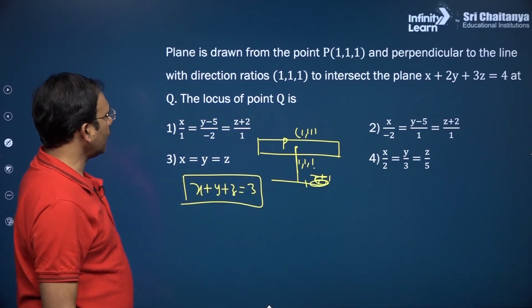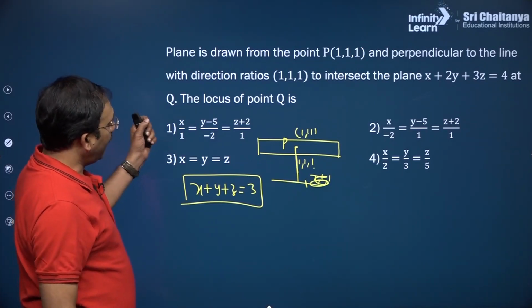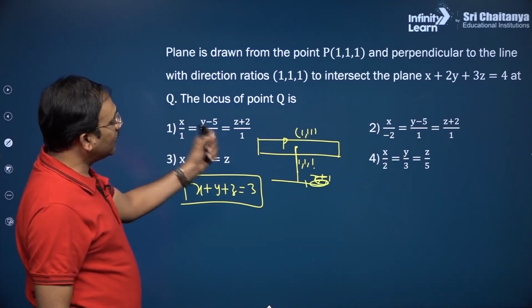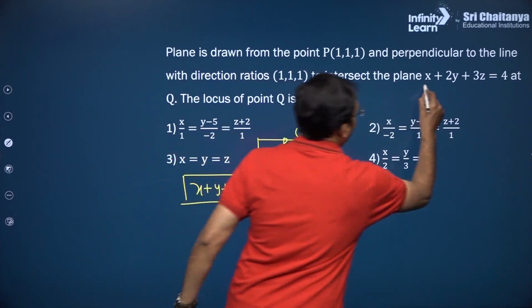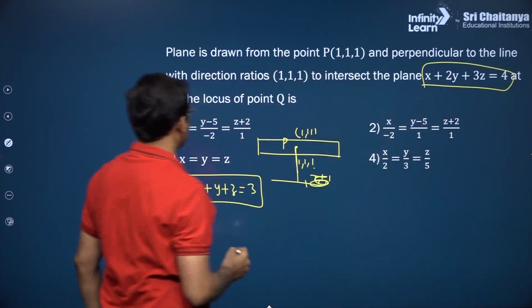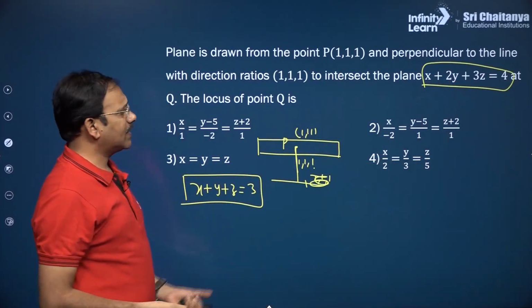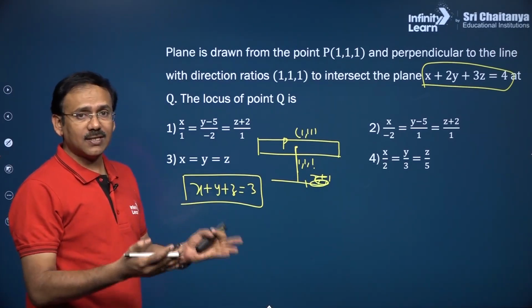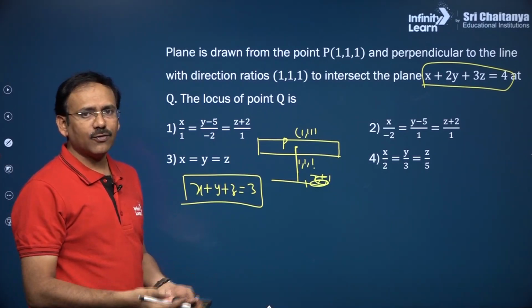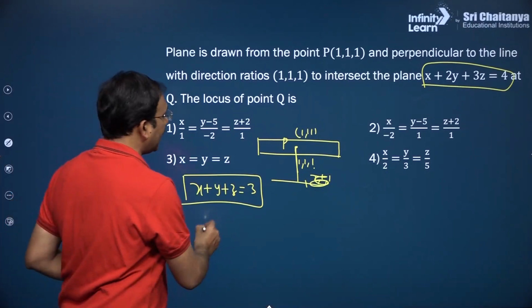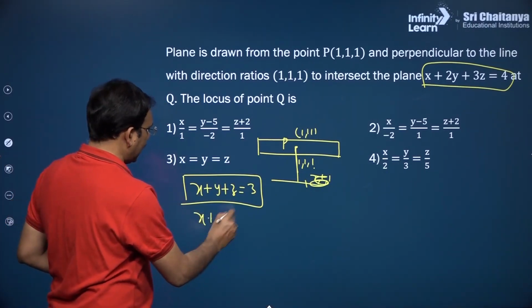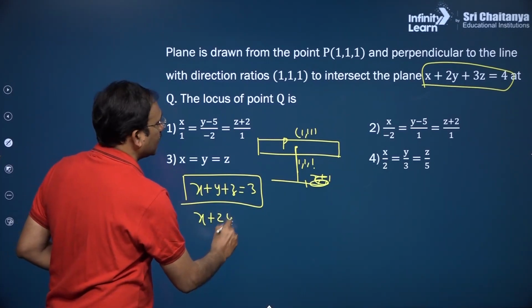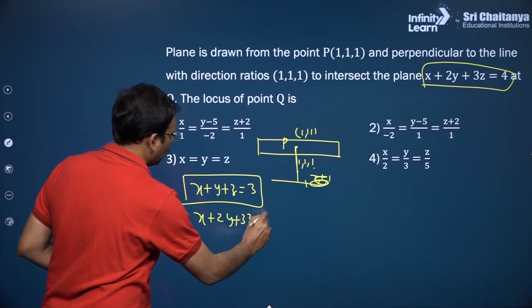Now, the first plane is going to intersect the second plane at the point Q, the locus of Q. Of course, two planes' intersection will be a line. The locus of Q is a line, my dear friends. Indirectly, he is asking about the line of intersection of x plus 2y plus 3z is equal to 4.